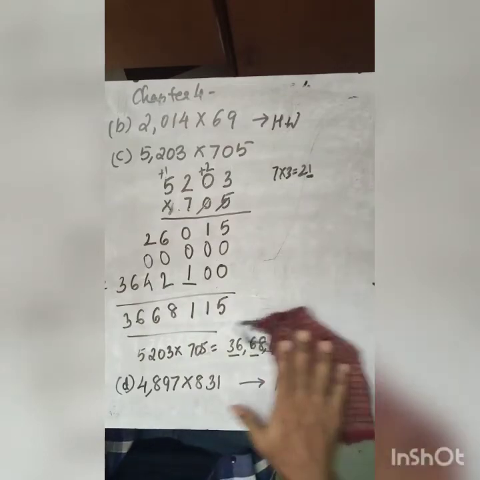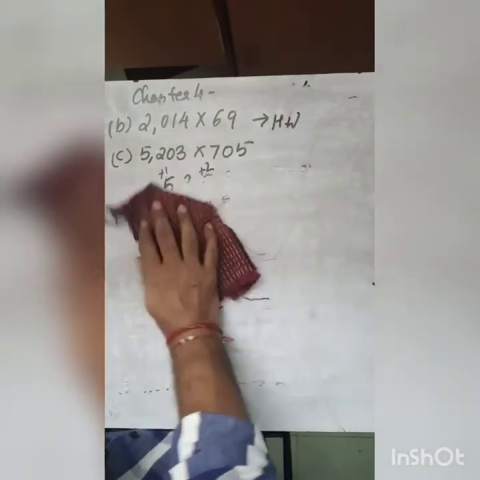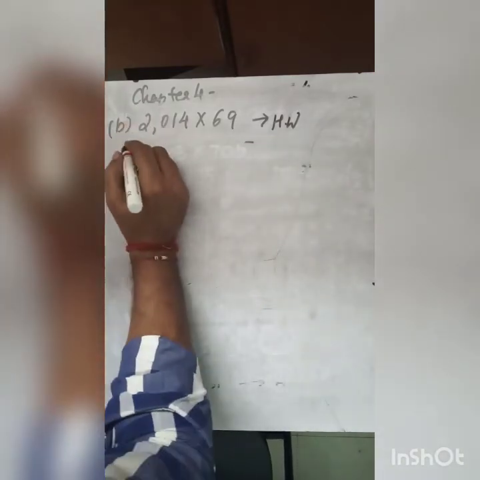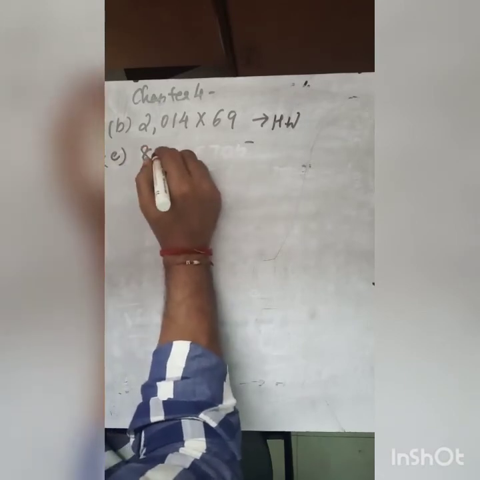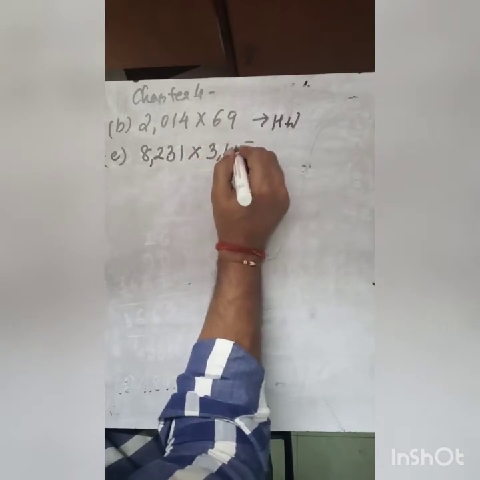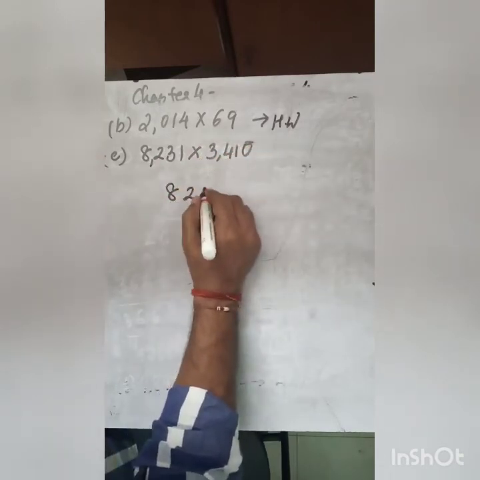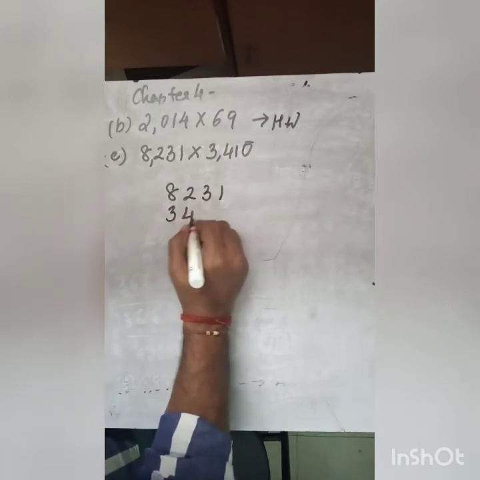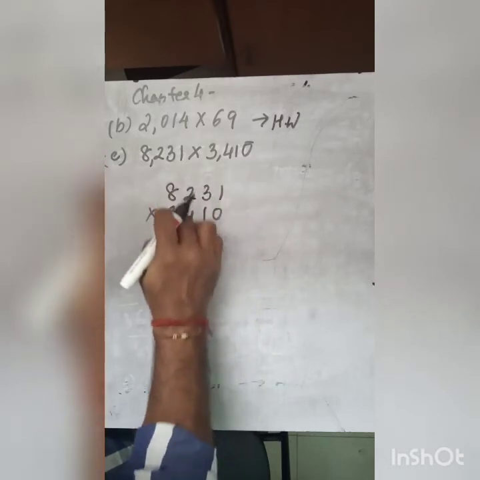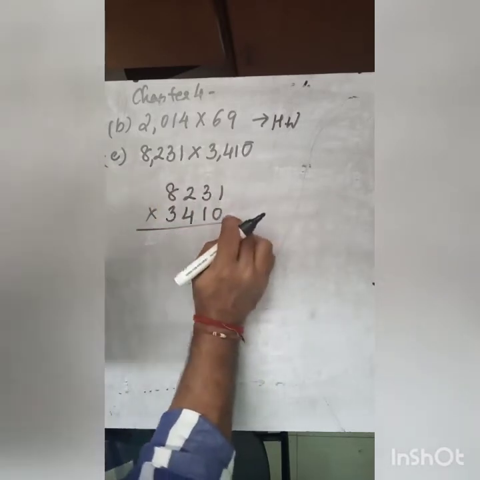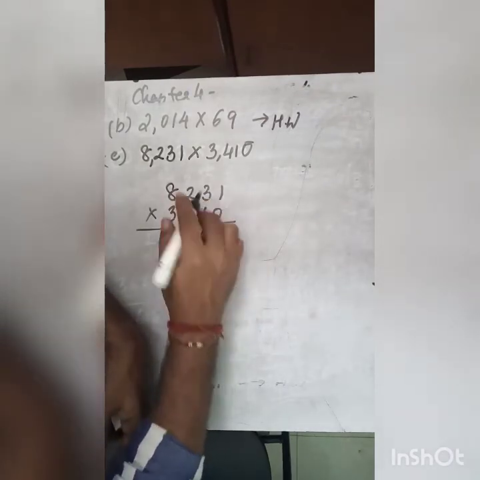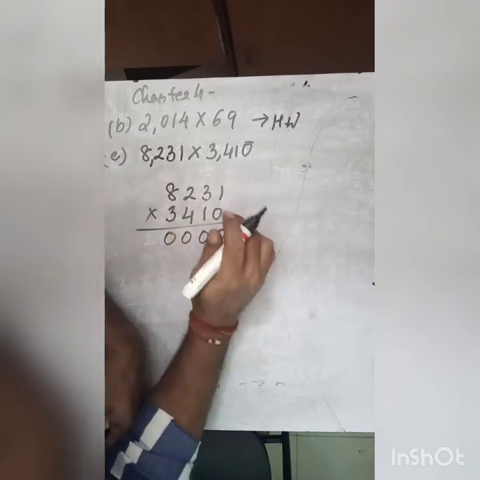I'll be starting with E, which is again multiplication, but here we need to multiply four digits. So it says 8,231 multiplied by 3,410. That's 8,231 multiplied by 3,410. Again, one below the other. Multiplication starts from behind. So the first number is 0. 0 ones are 0, 0 threes are 0, 0 twos are 0, 0 eights are 0. Clear? So 0 is done.